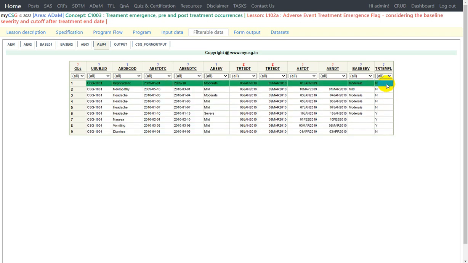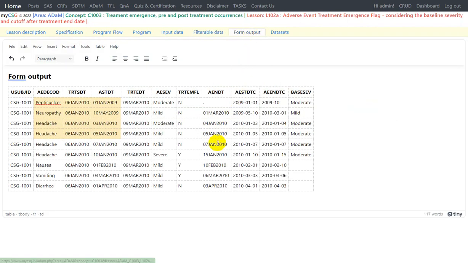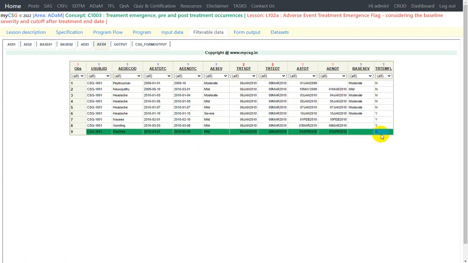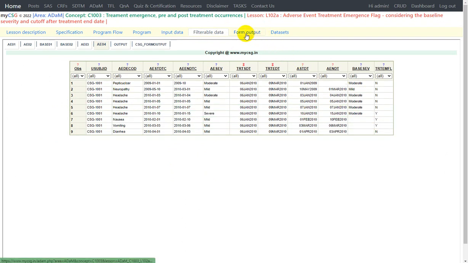So here, we had three events programmatically identified. Let us see how many we had manually identified as Y. We have the same three events manually identified as Y, and the programmatically identified number of treatment emergent events is also the same. So this is how we can programmatically derive our treatment emergent flag in the adverse events dataset.